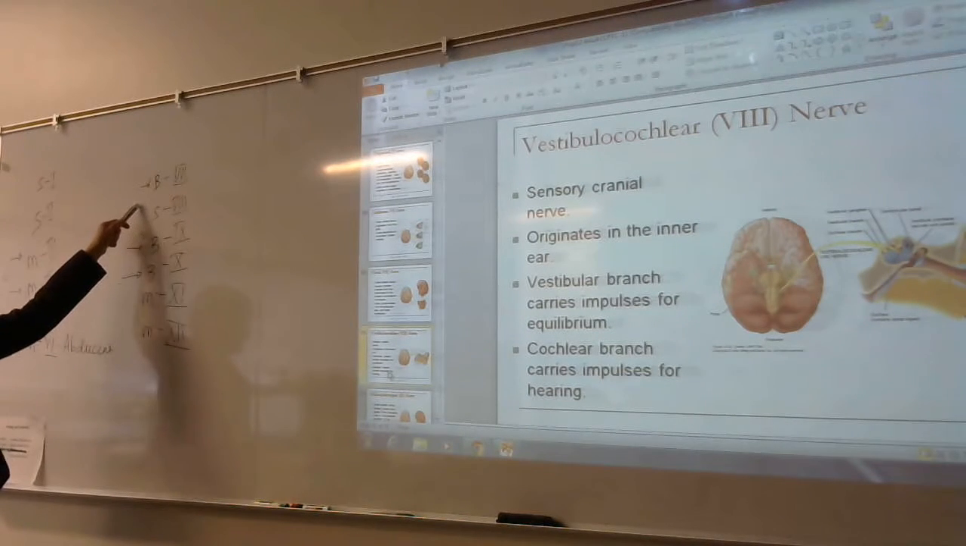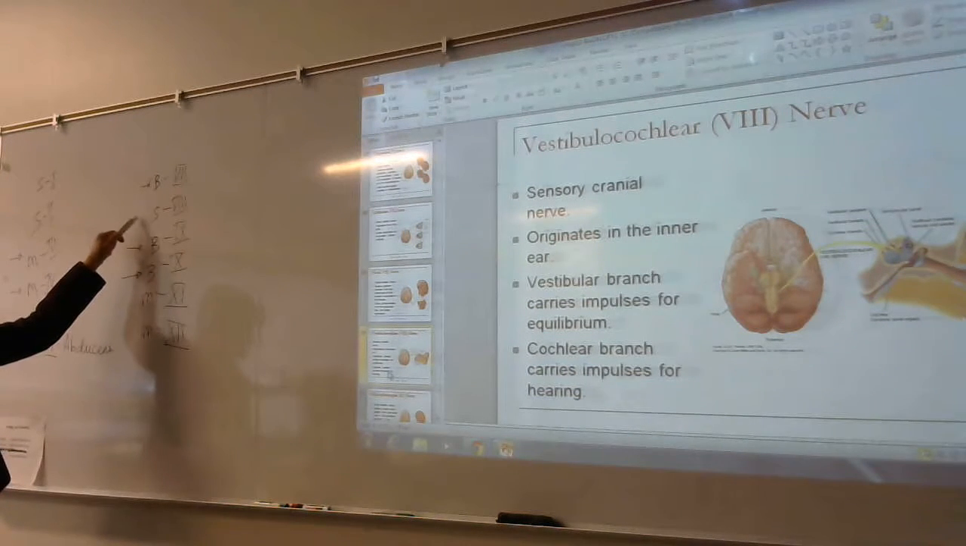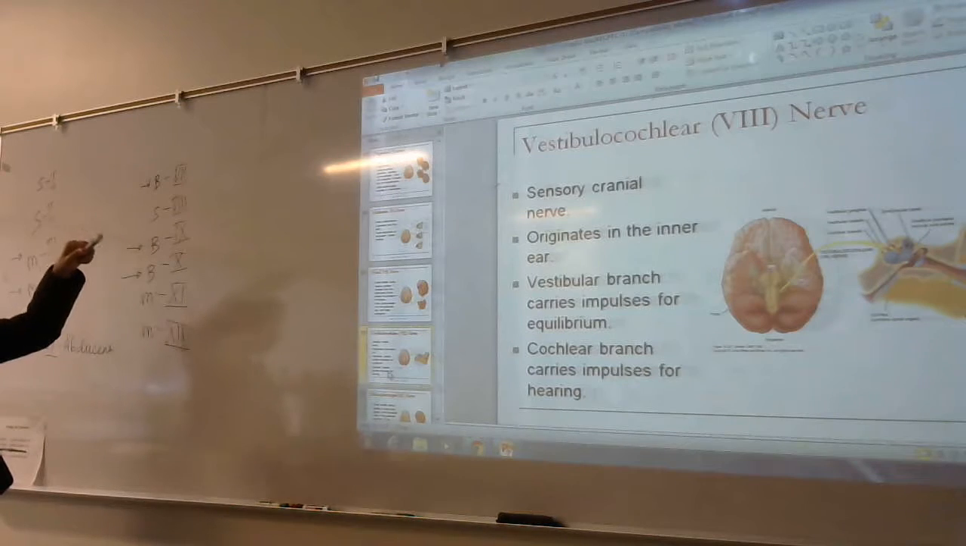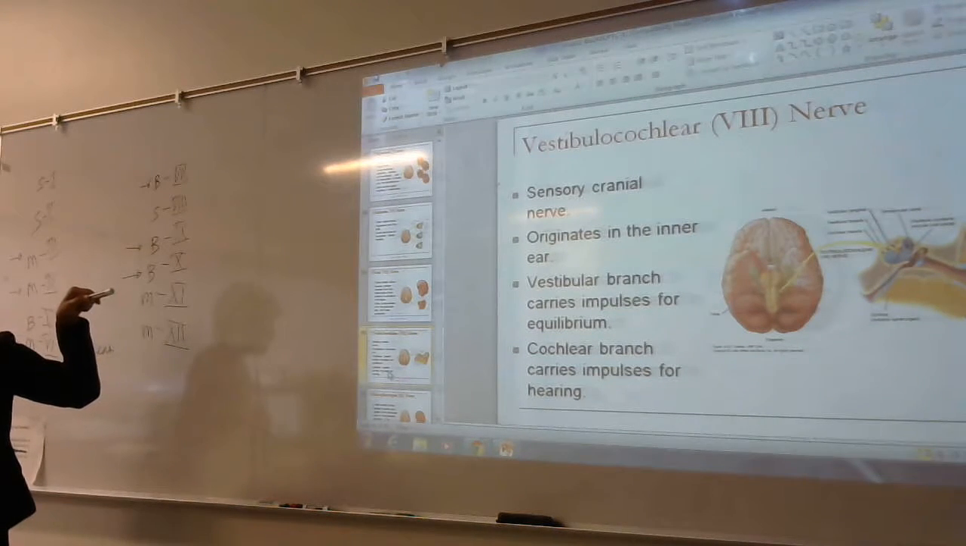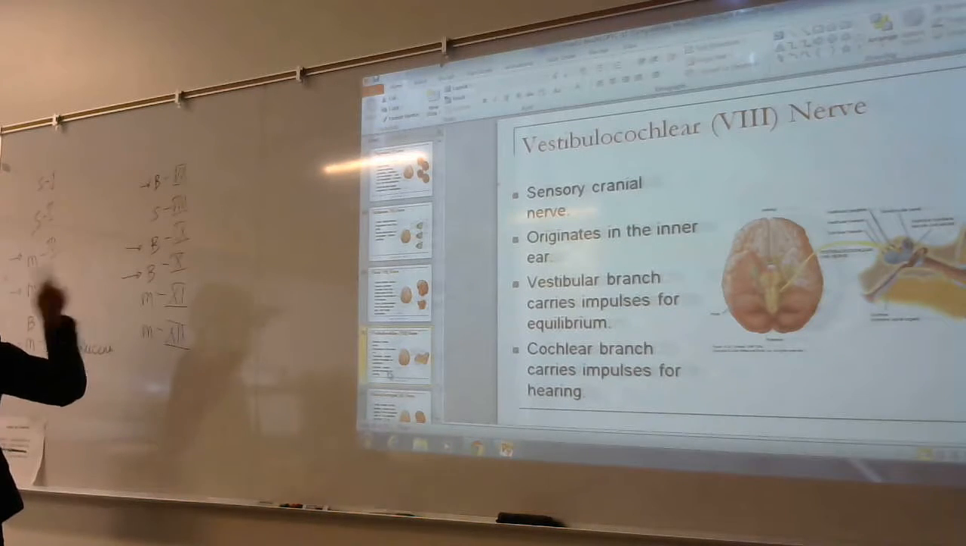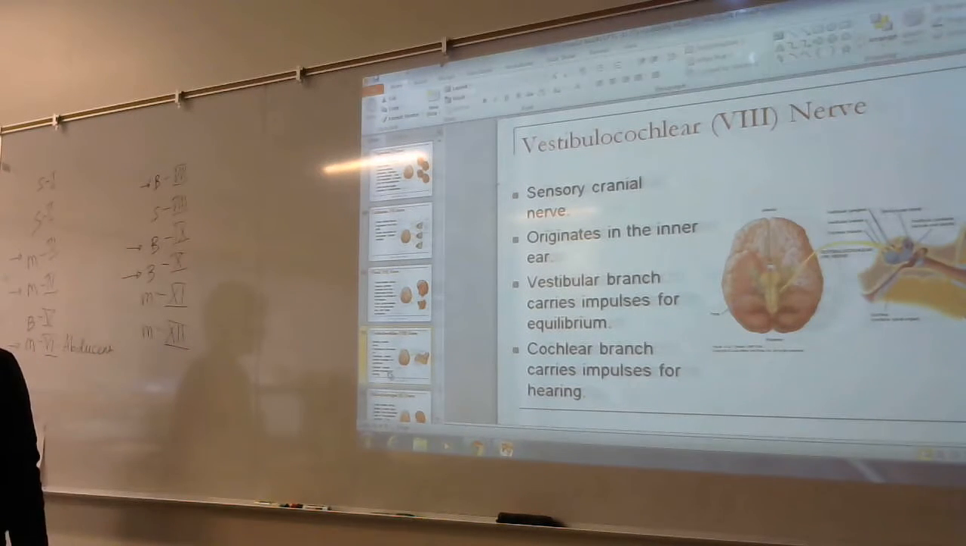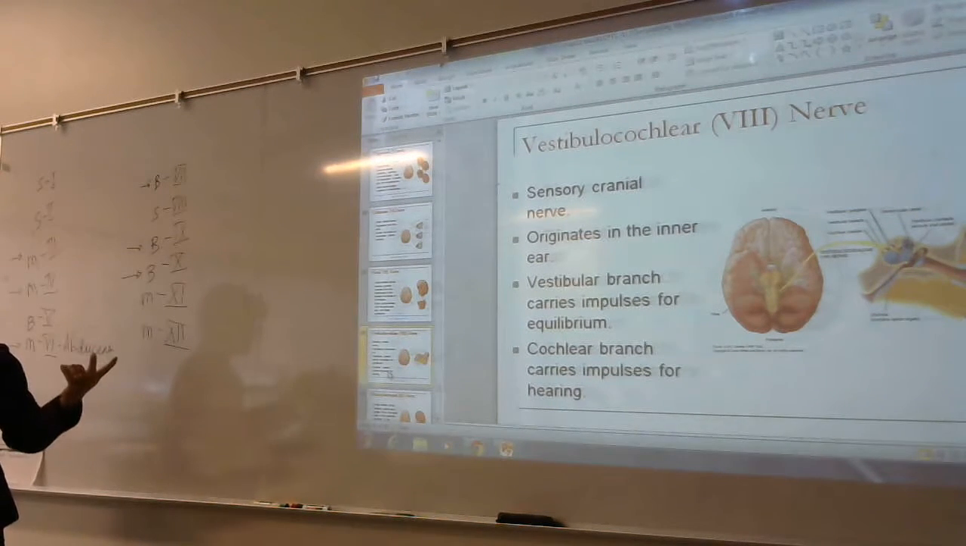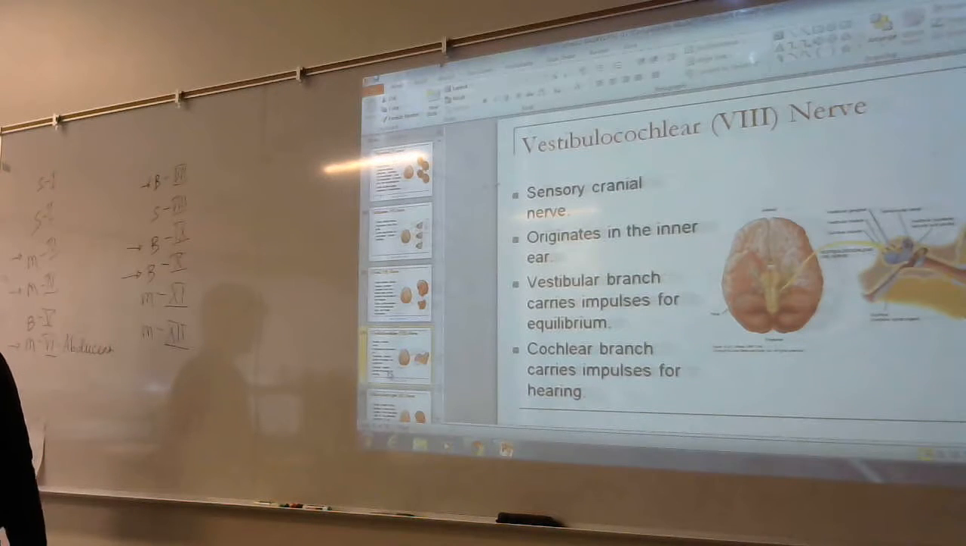So purely sensory, if this gets damaged, will you have motor problems, paralysis? No, only sensory. So this is for hearing and balance, equilibrium. So how do you test for cranial nerve number 8? Can you hear me? If you can hear me, that's working. There are 2 components, and then the other one for equilibrium.